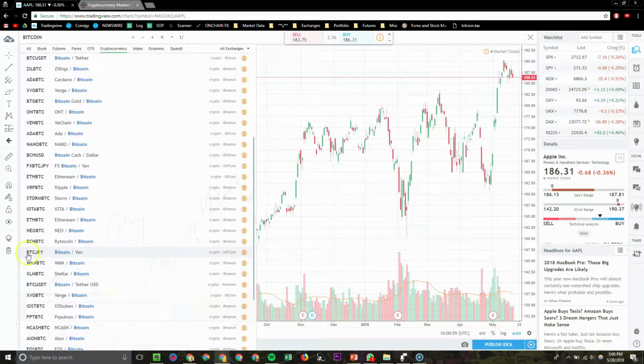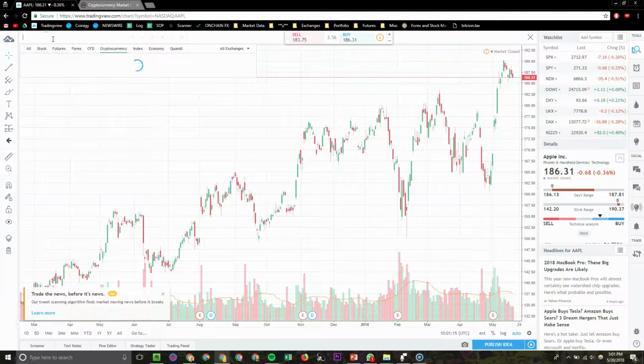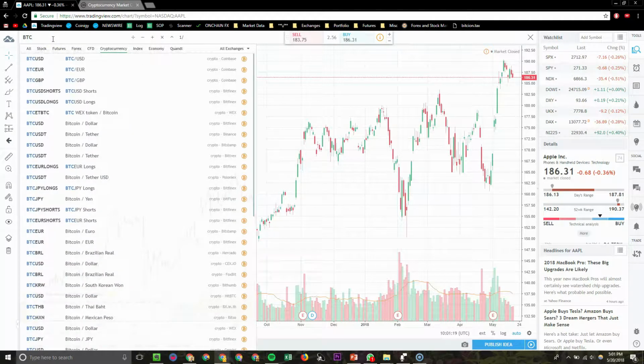Here on TradingView, they don't put a dash in the middle of it, so it's just the first ticker and then directly into the second ticker with no space and no dash or anything like that. So Bitcoin dollar is what we want, and BTCUSD is what we would see. So you can just type that in. Next type in BTC, and you have a lot of options.